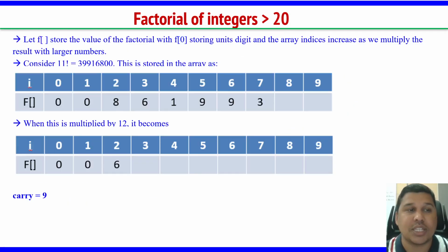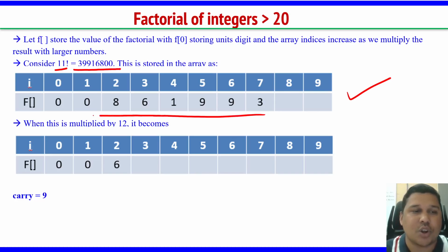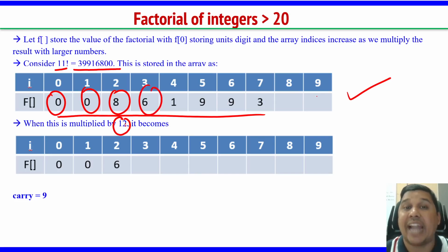So see the approach once again. Assuming that the 11 factorial is already calculated, I will tell you how it comes. We will write the code and implement this. Assuming the 11 factorial is something like this, in reverse order already placed nicely, and you are supposed to find out 12 factorial. What we are doing? You are multiplying 12 with f of 0, 12 with f of 1, 12 with f of 2, 12 with f of 3, and so on.